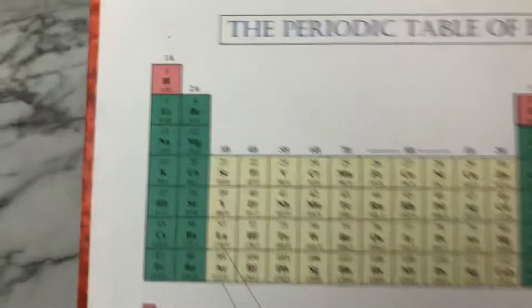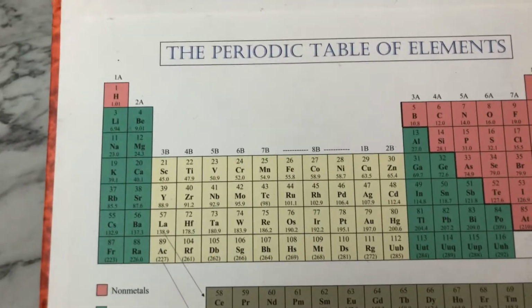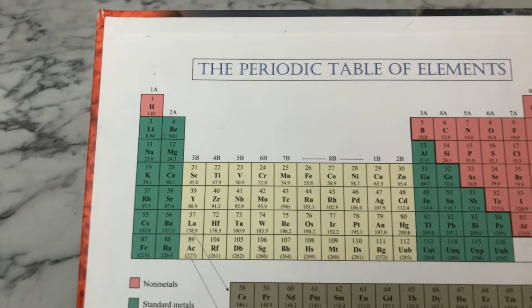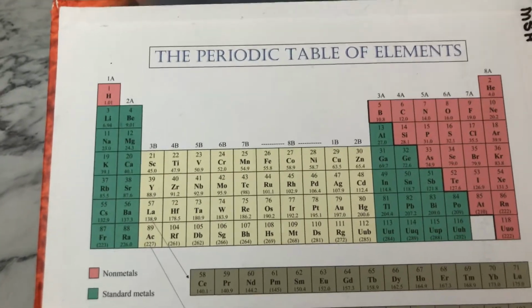But anyway, I'm gonna do a quick tutorial on Bohr models. One of the first things you have to have is a periodic table. So, here's my periodic table. There is one in your book, or you can also find them on the internet.